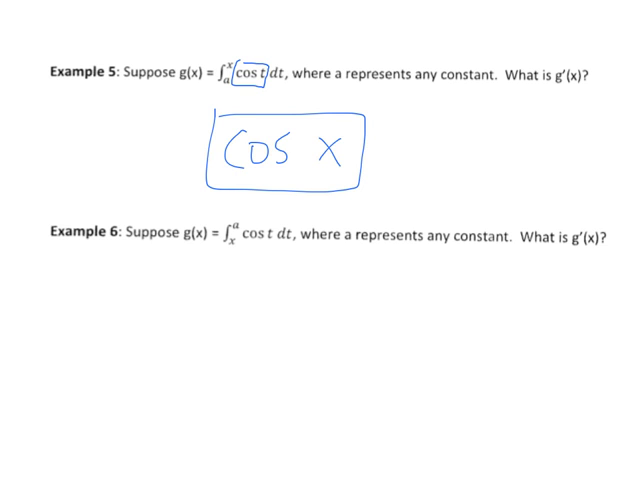And then in example 6, the only difference from example 5 is that the limits have been flipped around. And so when that happens, we have to flip the sign of our overall answer. And so we would get negative cosine of x for that.